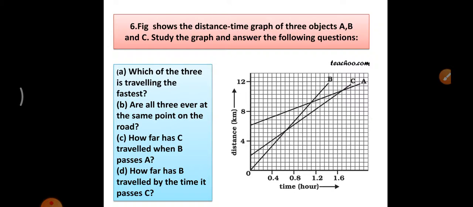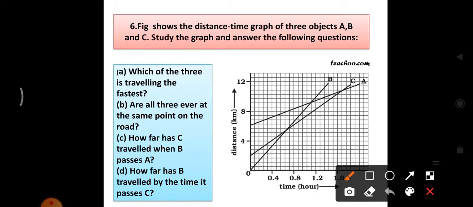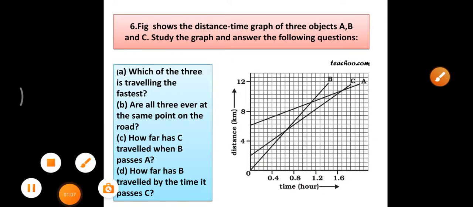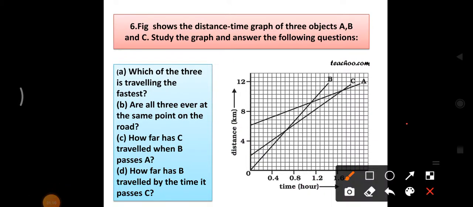Dear students, you have to take your science book and open chapter number 8, motion, and see the back of the book, question number 6. Question number 6 shows the distance-time graph of three objects A, B and C. Study the graph and answer the following questions. So this is the distance-time graph, and objects A, B and C.